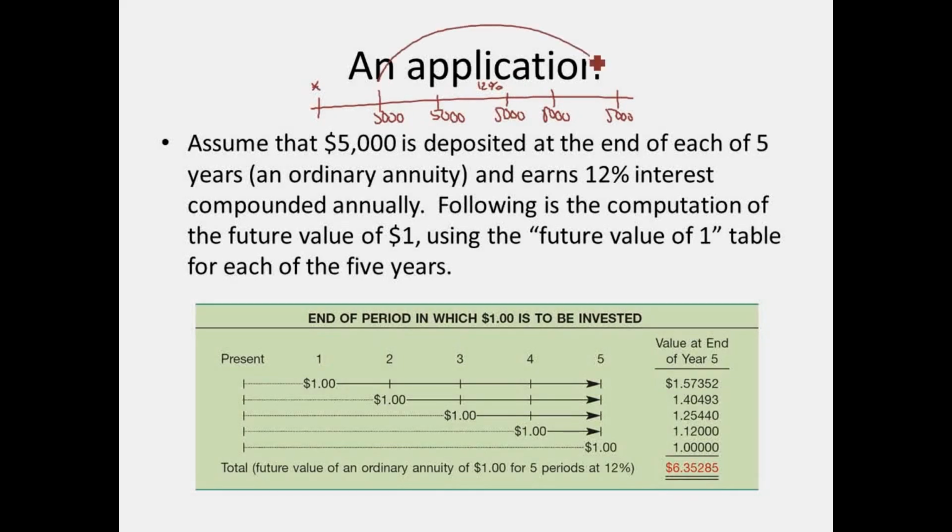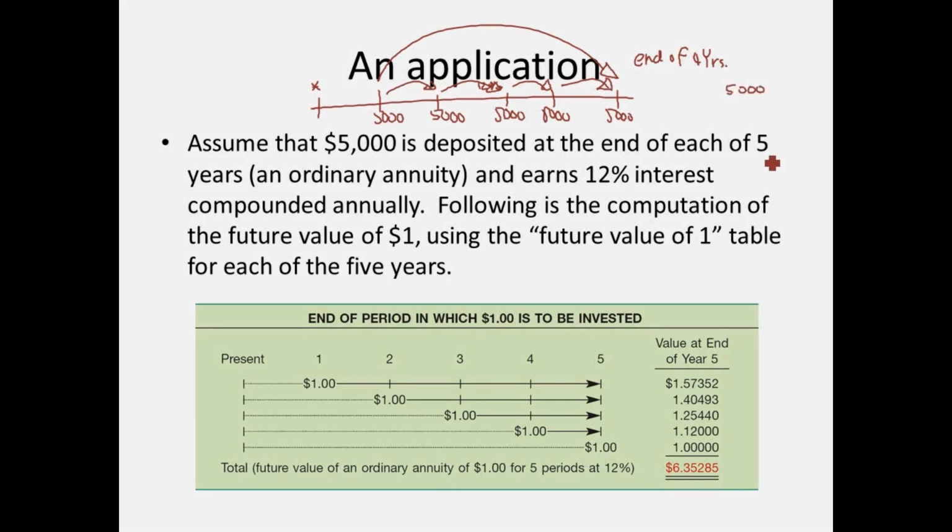So here I have $5,000. What's it worth at the end of 4 years? Now, you might be saying, well, what do you mean? Isn't it the end of 5 years? Well, it's not the end of 5 years because I don't put it in until the end of the first year. So how many periods does it have to gather interest? 1, 2, 3, 4. It has 4 periods in which it's earning interest.